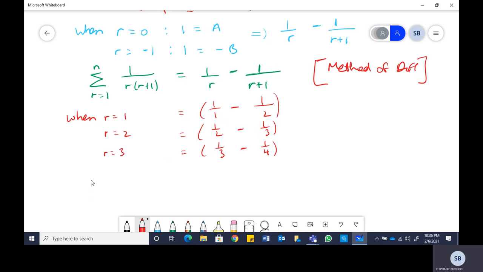So if I were to add up all these values, the first 3 values, essentially what you're going to get is 1 minus a half plus a half minus a third, plus a third, minus a quarter, etc. And you can immediately tell that values cancel off each other. These two are going to cancel off. These two are going to cancel off. I bet your bottom dollar if I did r is 4, you're going to get plus a quarter, minus 1/5. So it seems like the central values keep canceling off.